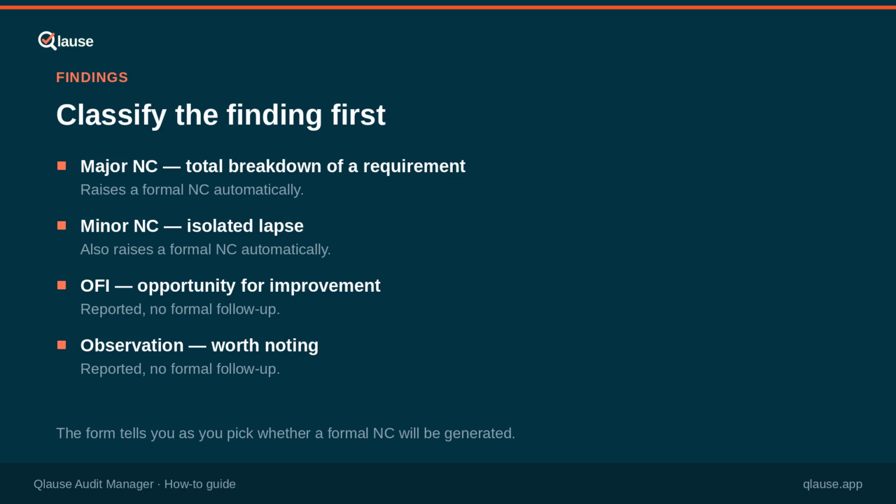Click Add Finding and choose the classification first because it decides what happens next. A major nonconformance is a total breakdown of a requirement, and it raises a formal NC automatically. A minor nonconformance is an isolated lapse. It also raises an NC. An OFI, an opportunity for improvement, and an observation are the lighter grades. They appear in the reports but need no formal follow-up. The form tells you, as you pick, whether a formal NC will be generated.